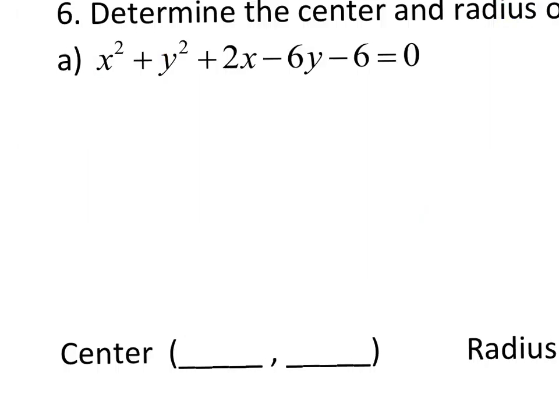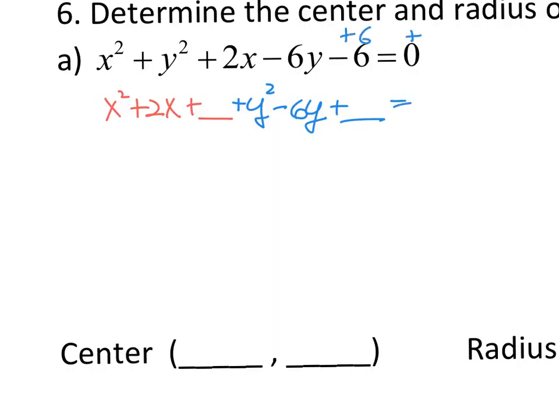In this problem, we have to complete the square in order to find the center and radius of the circle. So if we first order the problem, we'll have x squared plus 2x, I'll leave room for a blank. And then for the y's, we'll have plus y squared minus 6y plus room for that blank. And that's going to equal, taking that -6 there and adding 6 to both sides.